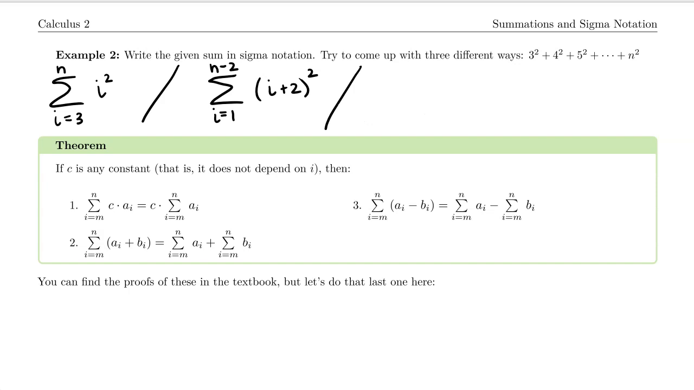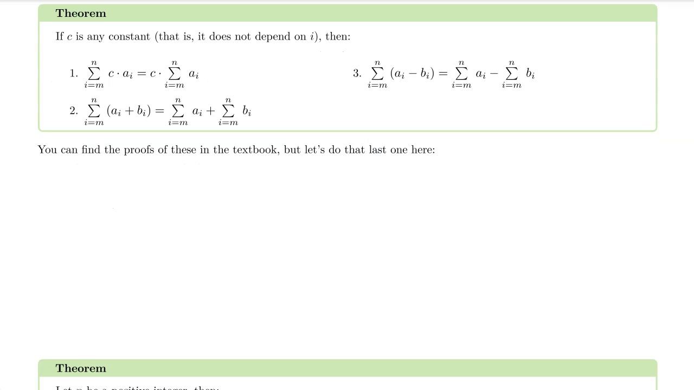Let's go ahead and come up with one more way to write this. So let's say I wanted to start at i equals 0. So then I would need i plus 3 squared, and my upper index would need to end at n minus 3. So here are 3 different ways to write this sum.